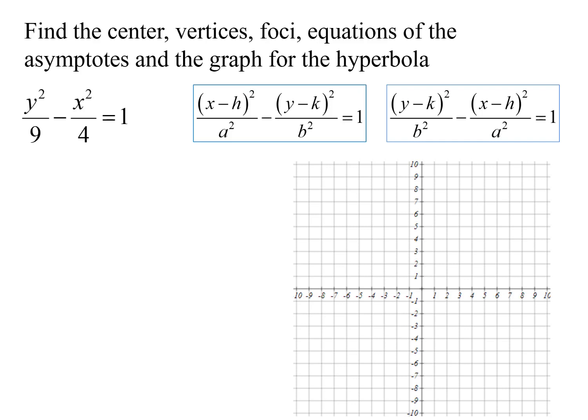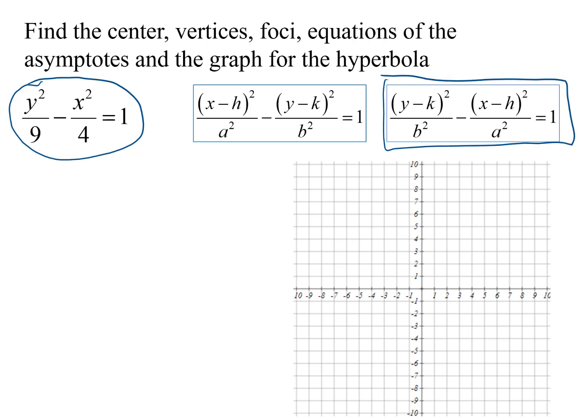We want to find the center, vertices, foci, equations of asymptotes, and graph the hyperbola given. So here is our hyperbola, and as we look at the two standard equation forms, we see that we have this second one here because the y squared term is positive. That tells us the transverse axis will be parallel to the y-axis.